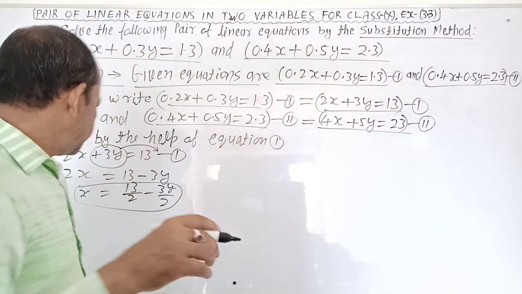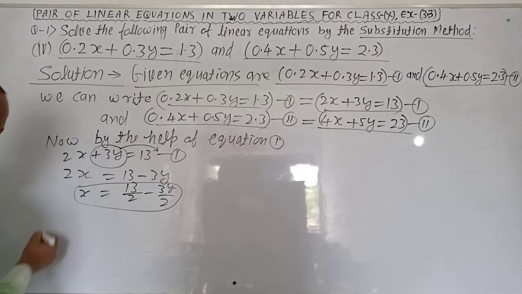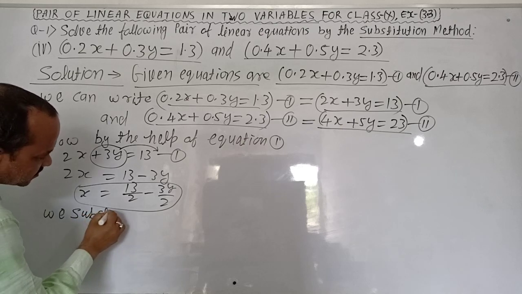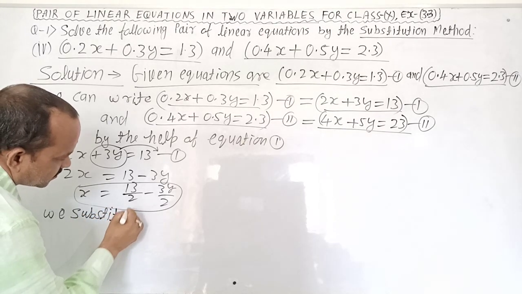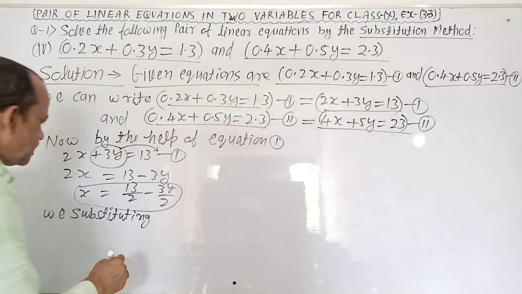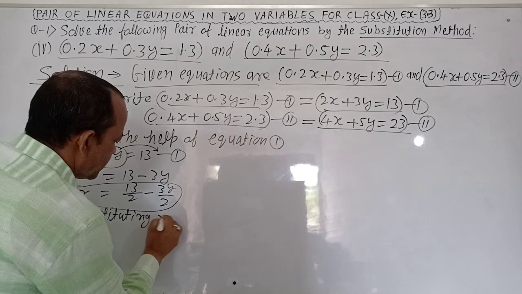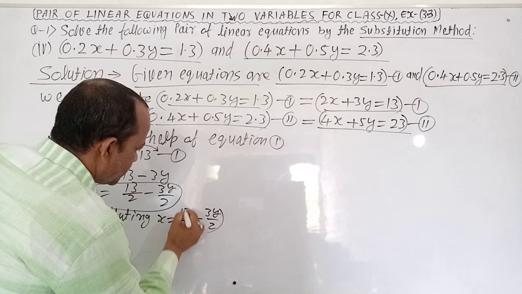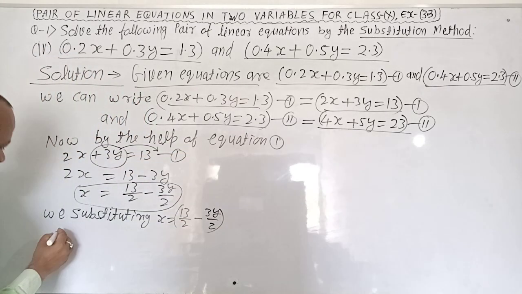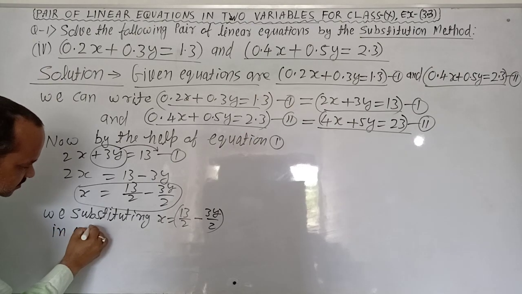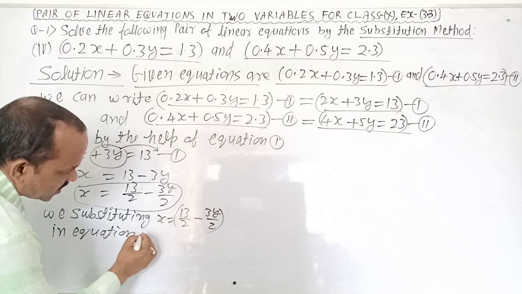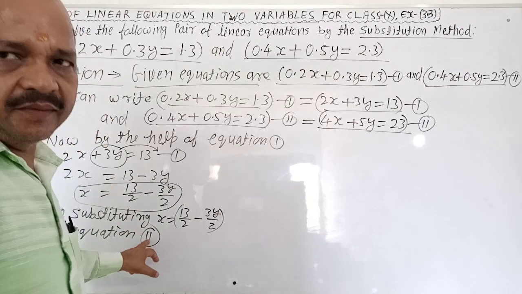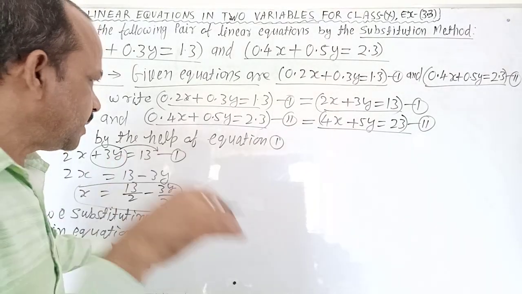Now you substitute x equal to 13 by 2 minus 3y by 2 in equation second. In equation second. It is clear? No confusion about it? Very good.